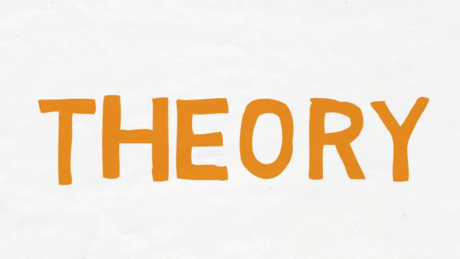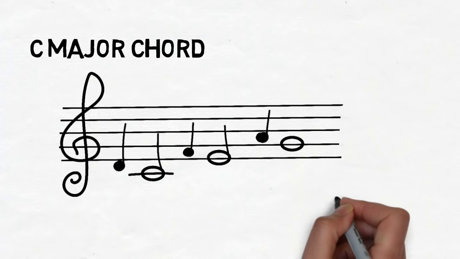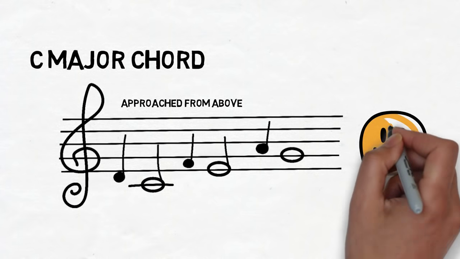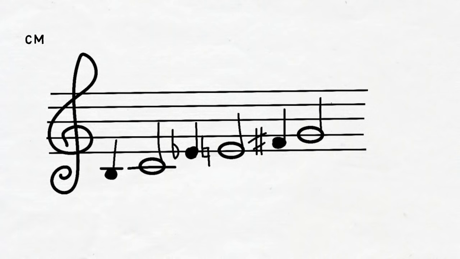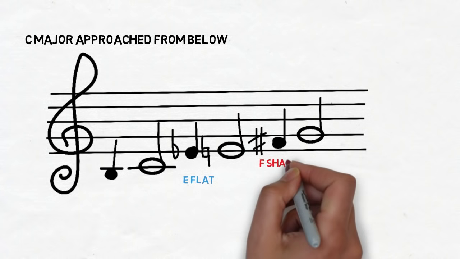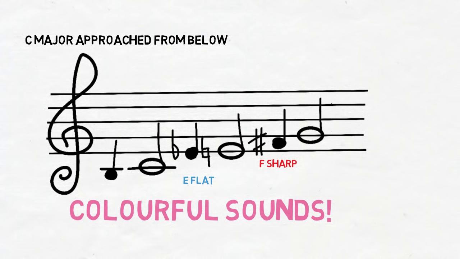Okay, let's have a look at the theory behind this. Let's approach the notes of a C major chord diatonically from above. Nice homogeneous sound there. Let's approach it from below. You can see that approaching it from below chromatically, you get E flat and F sharp. So these are colorful notes that are outside the tonality.